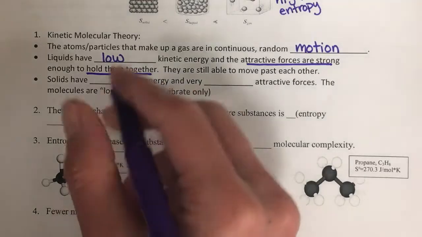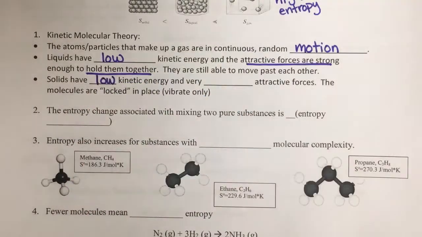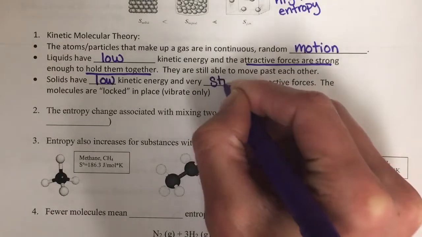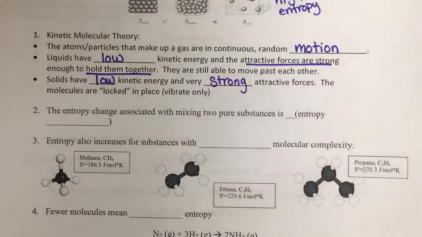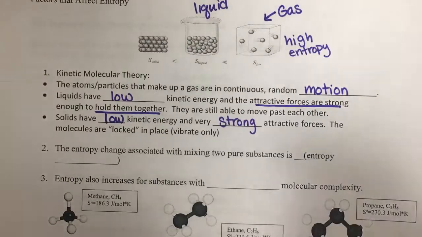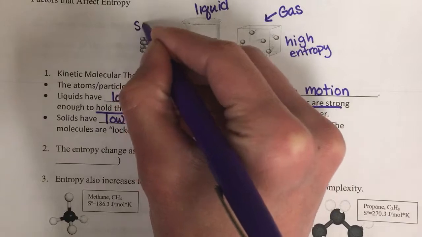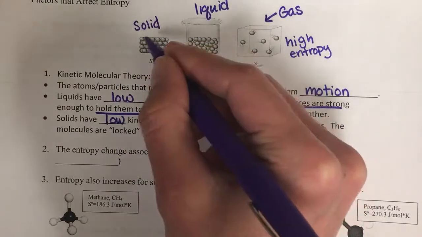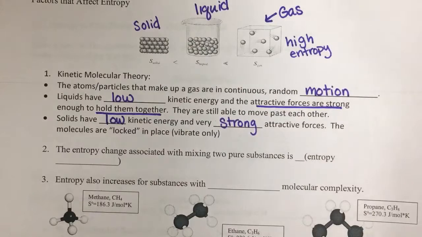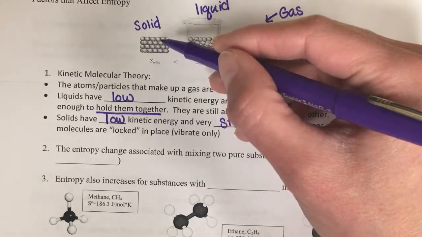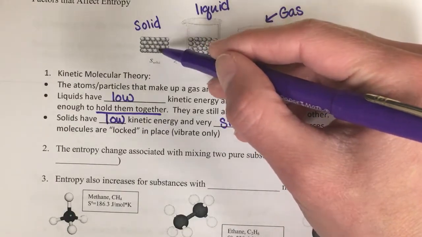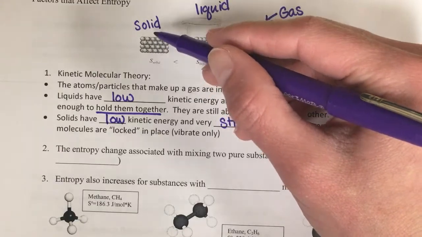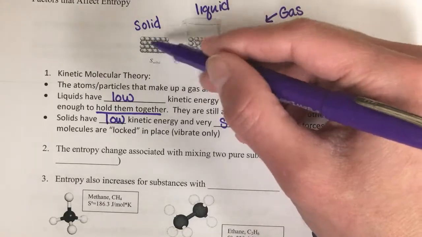Now solids have even lower kinetic energy, and they're going to have very strong attractive forces. Okay? If I look at my solid, everybody here is all lined up, neat and organized. Everybody has their place. They're holding on to each other really, really tight. Now there is still some disorder. These molecules are not 100% stationary. They're vibrating in place. I've got electrons, protons, and neutrons moving around as well.